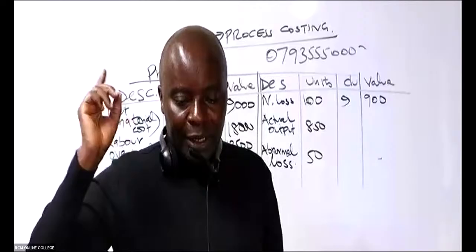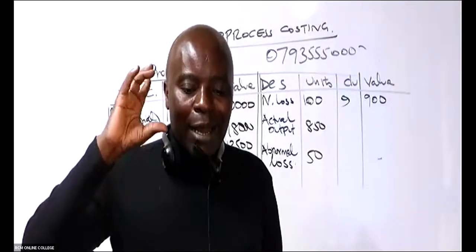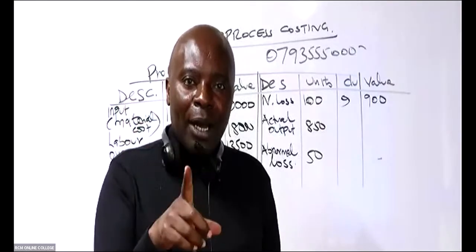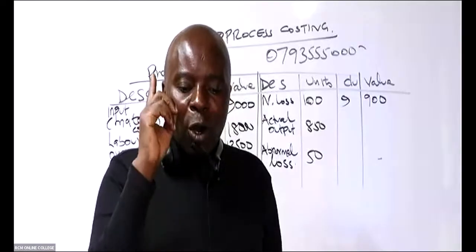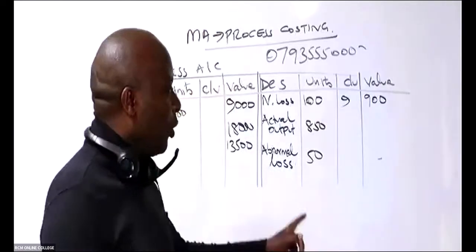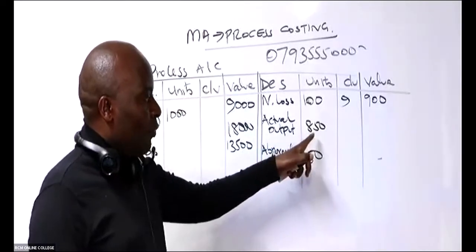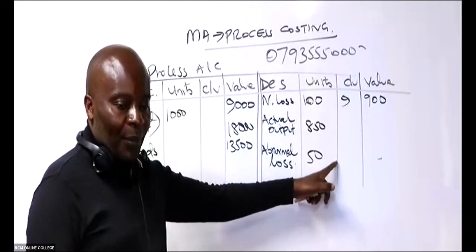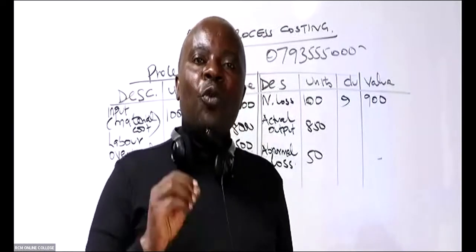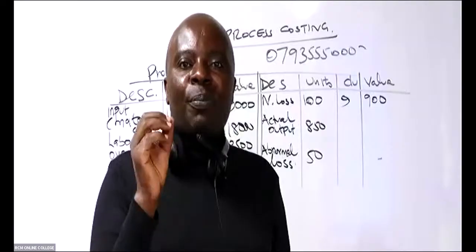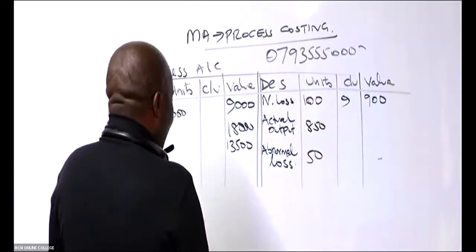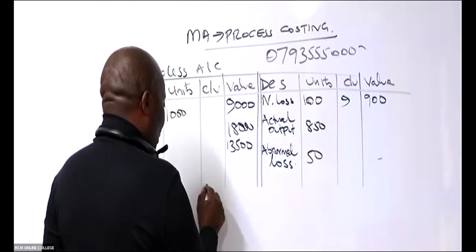I'm able to remember something. Abnormal loss, just like abnormal gain, shall always be valued at the same amount we value our good units. They carry the same cost as the actual output. So for the abnormal loss and the actual output valuation, you must use a process cost per unit formula. And ladies and gentlemen, are you able to remember the formula for process cost per unit?